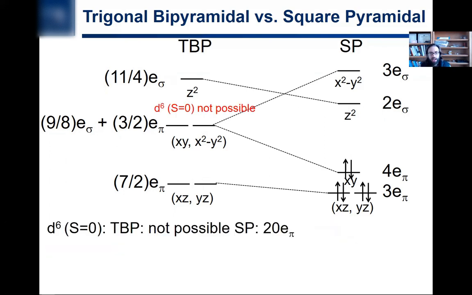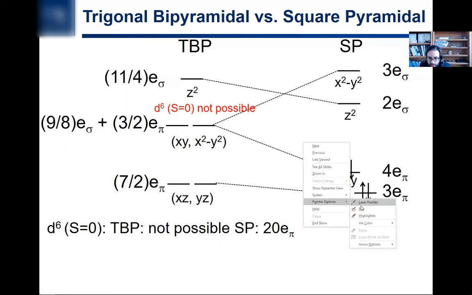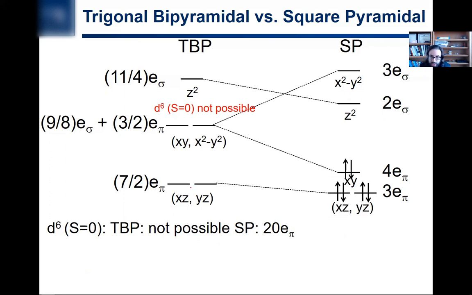Now let's do S equals 0. This is a singlet for d6. For S equals 0, TBP is actually not possible. If you try to make a singlet for this, let's just try. What would happen? A singlet means we have to pair our electrons. Well, we want to pair them as much as possible. So we go like this, and then we go like that. But we can't do that because that's violating Hund's rule. This is an excited state now. It's not a ground state.